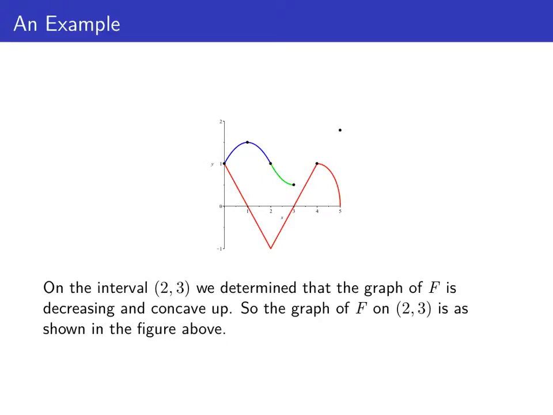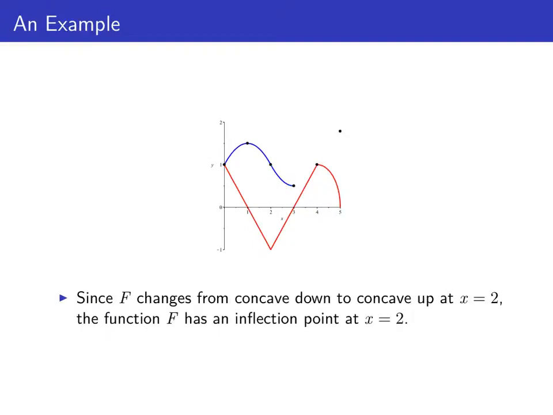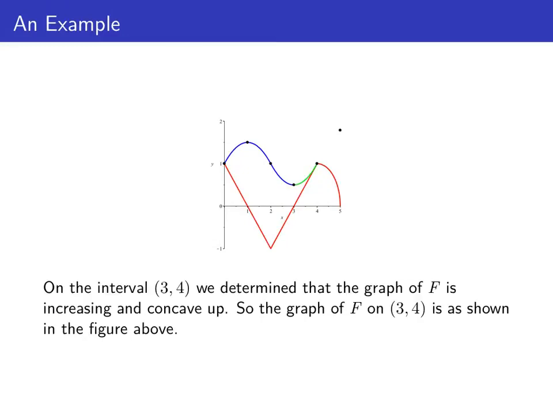Now in the interval from 2 to 3, we showed that the graph of big F is decreasing and concave up, so it looks like this green arc that we've drawn. And notice that big F changes from concave down to concave up when x is 2, so that means there's an inflection point for big F at x equals 2. On the interval from 3 to 4, big F is concave up and increasing, so it looks like the green arc that we've drawn here.